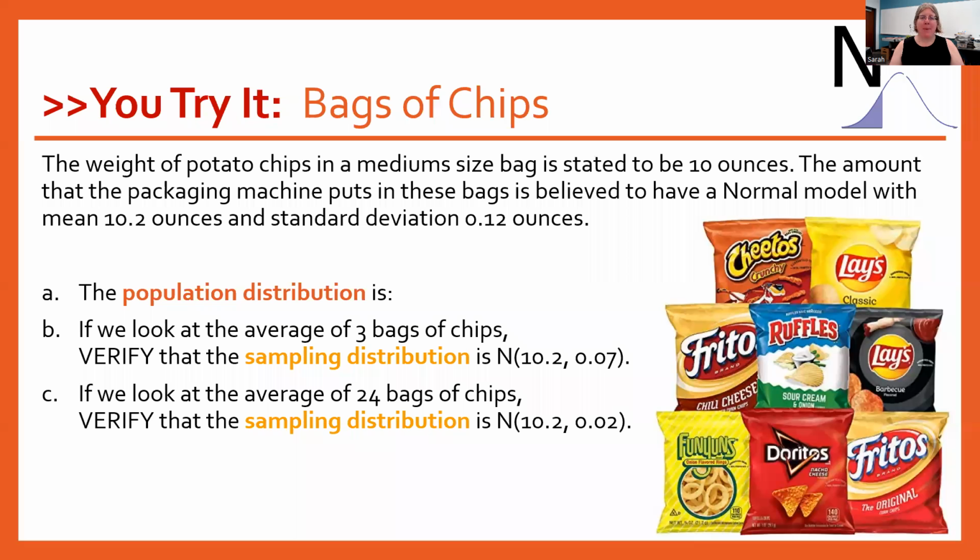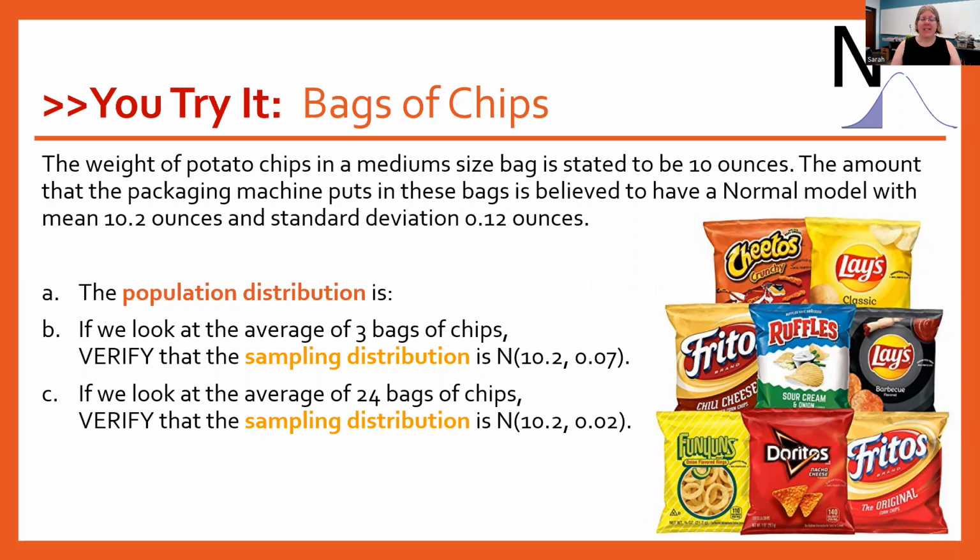We have a couple problems here for you to get some practice in figuring out what the sampling distribution is. So the weight of potato chips in a medium-sized bag is stated to be 10 ounces. The amount that the packaging machine puts in these bags is believed to have a normal model with a mean of 10.2 ounces and a standard deviation of 0.12 ounces.